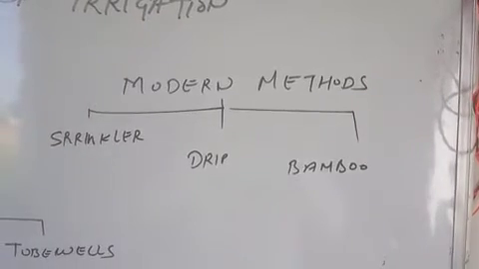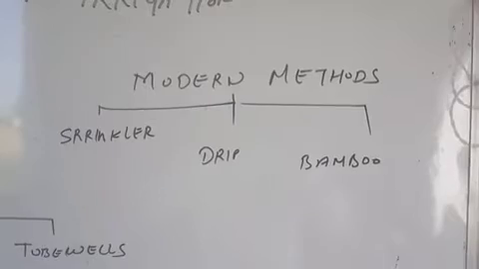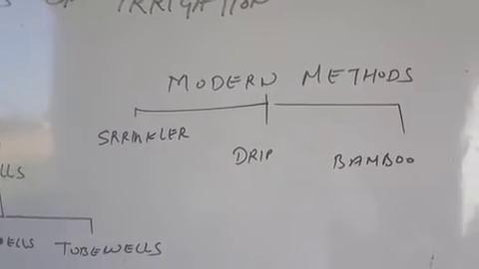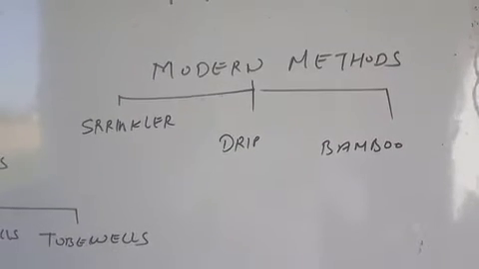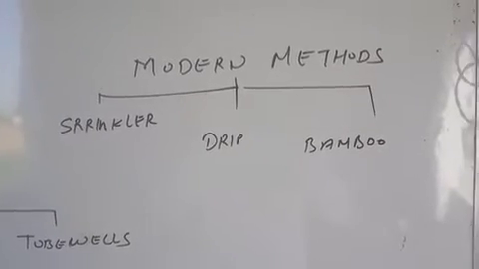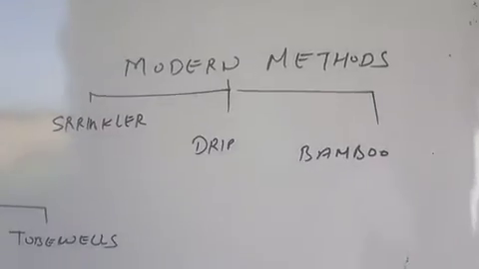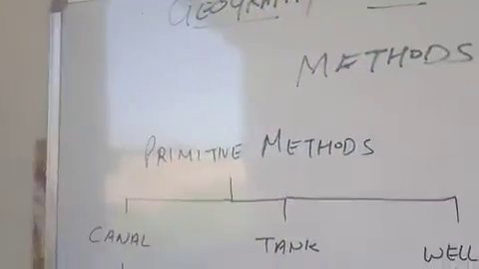There is very little water, and in these methods the water evaporation is very low. The water can be carried to the particular point or particular plant also, and water wastage is very little. So every drop of water is utilized. Now these are the modern methods. What are the primitive methods?